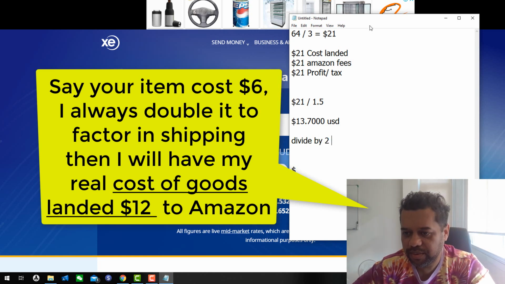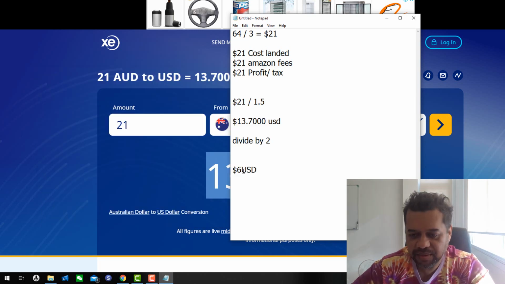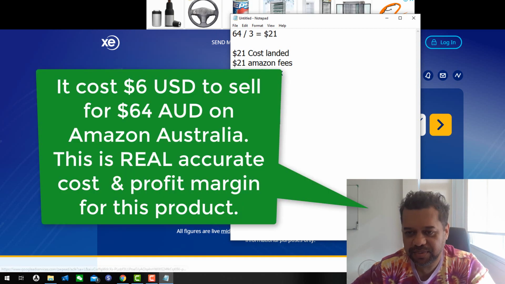Remember the 1/3 rule, okay? So that means that we're gonna have to buy this product for possibly 6 USD, by the time you factor in the shipping as well. I always like to double just to be conservative. So now we know the real cost. So if we want to be profitable, according to the 1/3 rule, we've got to buy this for 6 USD, and we're going to sell it for about $64. $64, $60, round about that price.